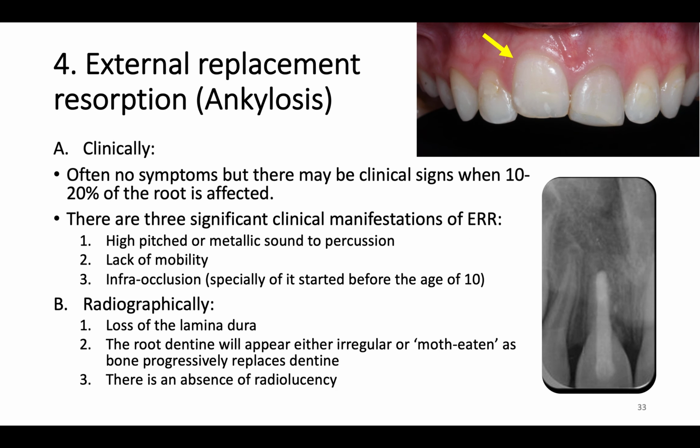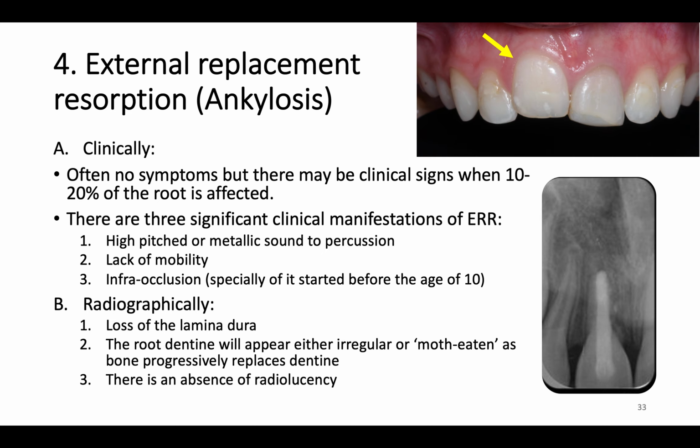The last type of external root resorption is the external replacement resorption, or what you call ankylosis, which means fusion of the tooth to the surrounding bone, and loss of the periodontal ligament. Clinically, often there's no symptoms, but if the ankylosis or the replacement resorption affects 10 to 20% of the root surface, then you will start to see the following.